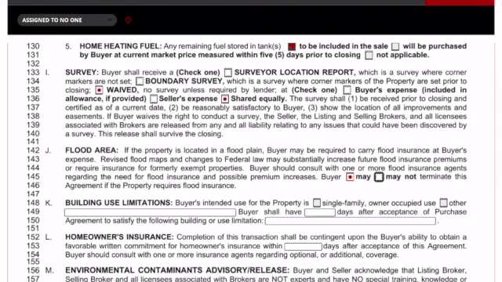Building use limitations. So the buyer, if they're going to buy it for a single family, they're going to live there, great, you check that box. If they're going to be buying it for really any other purpose, a flip, a rental, anything like that, then you check the other box, and you could put in here like investment or rental, anything like that.